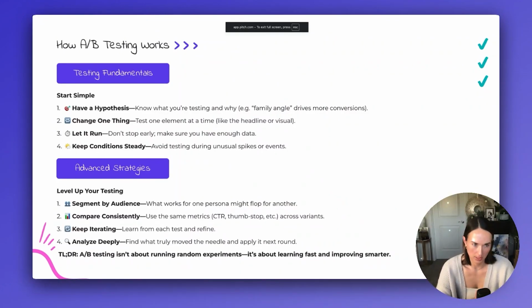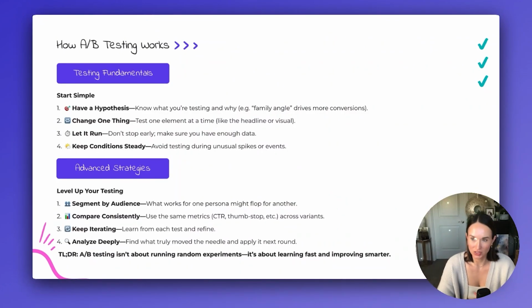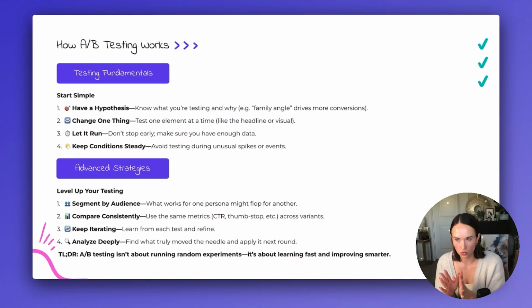How A/B testing works. Testing fundamentals. 1, start simple. Have a hypothesis. Know what you're testing and why. For example, the family angle drives more conversions. That is a hypothesis. 2, change one thing. Test one element at a time, like the headline or visual. Keep in mind, this is the old school way of thinking.